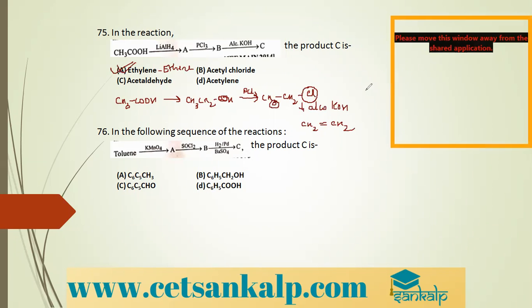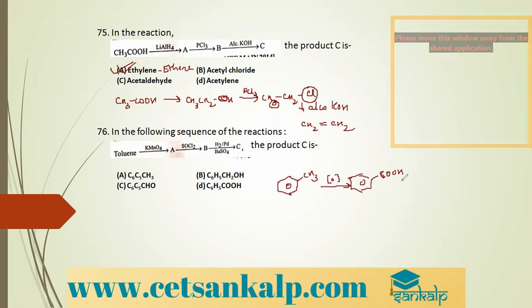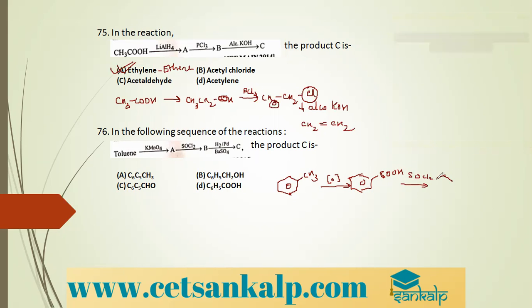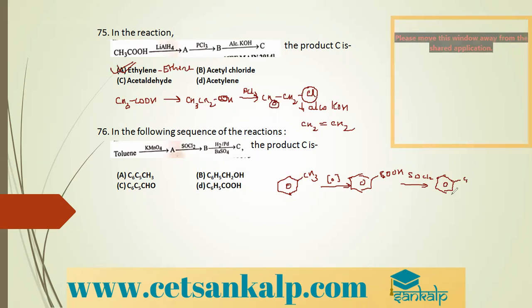Okay. Moving to the next question. In the following sequence of reactions, toluene, KMnO4. Toluene is CH3 attached to benzene ring. KMnO4 is an oxidizing agent. So what do I get? I get benzoic acid, COOH. Benzoic acid is treated with thionyl chloride, Darzens reaction. So what do I get? I get COCl.